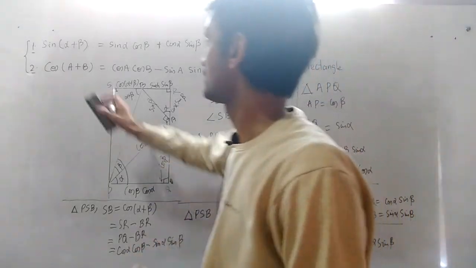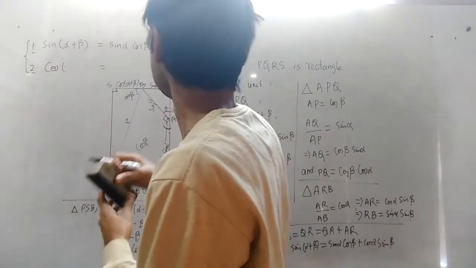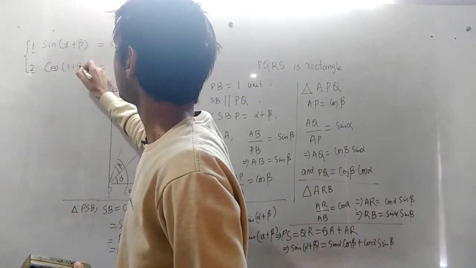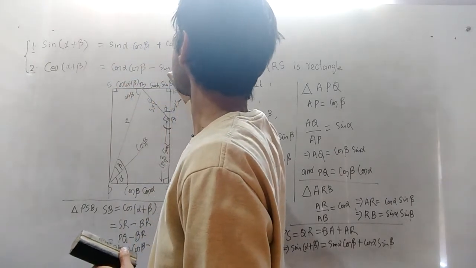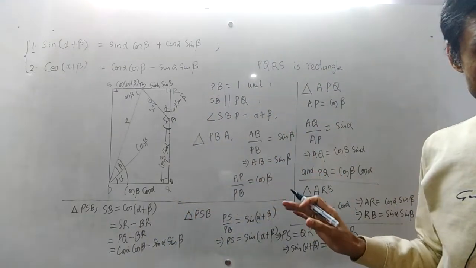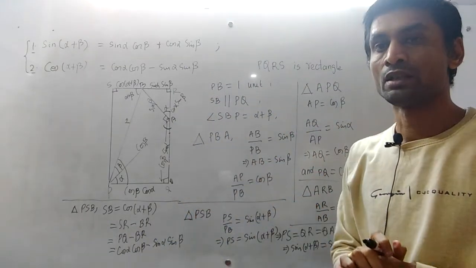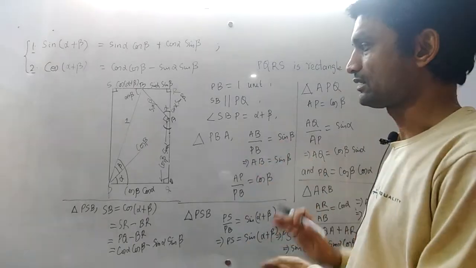And if you just change here, instead of A and B, I can write alpha plus beta. So I can write here cos alpha plus beta is equal to cos alpha cos beta minus sin alpha sin beta. This is the derivation, and my suggestion is you just do it on your own 2-3 times, then you will understand the whole thing.